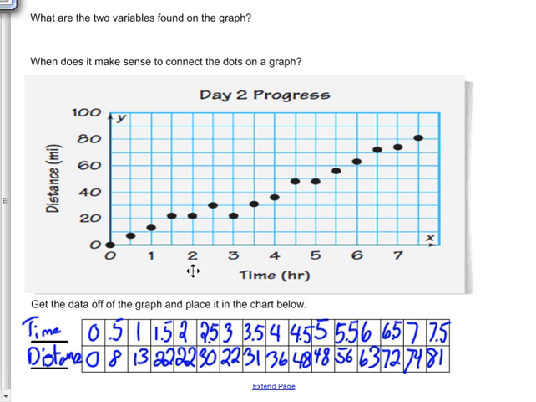All right, for E, which method of displaying the data helps you see the changes better, a table or a graph, and explain? I want you to answer that on your own a little bit later. But F, use the graph to find the total distance the riders travel on day 2. How'd you find your answer? Well, it's not going to be 81. That's not how far they traveled.